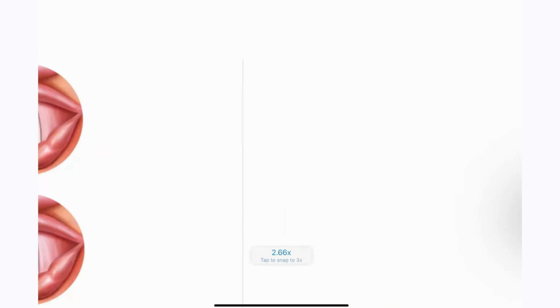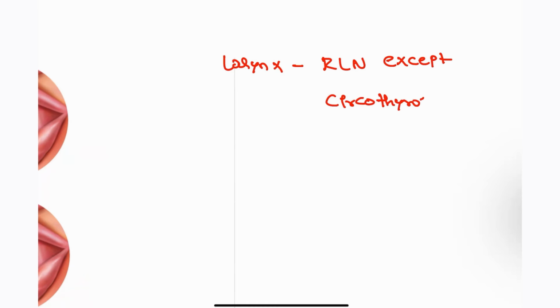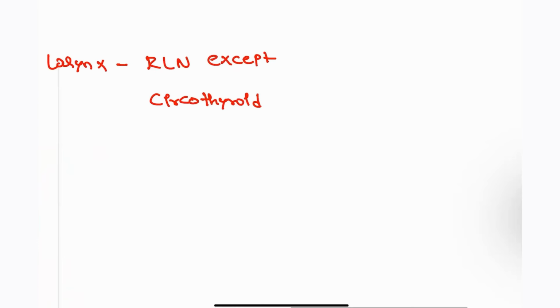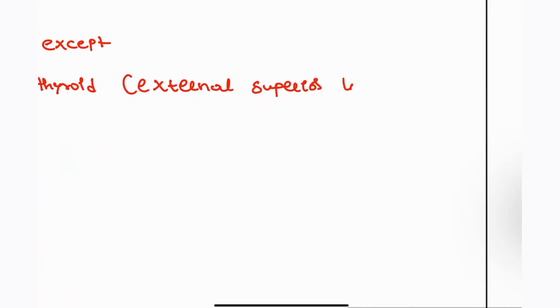Let's also understand normal nerve supply. First, you have to understand that all the larynx muscles are supplied by the recurrent laryngeal nerve, except cricothyroid. So what is the supply for the cricothyroid? It is supplied by the external superior laryngeal nerve.